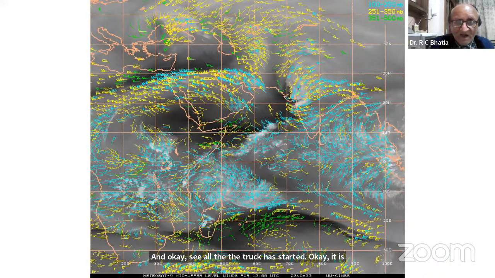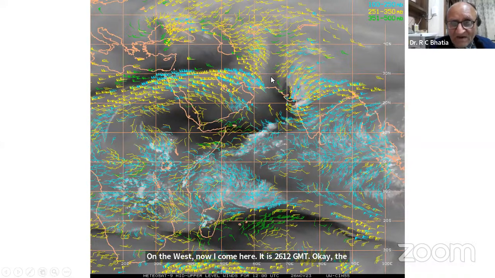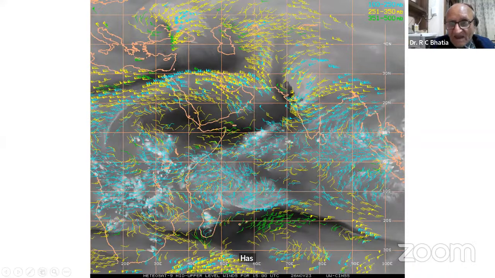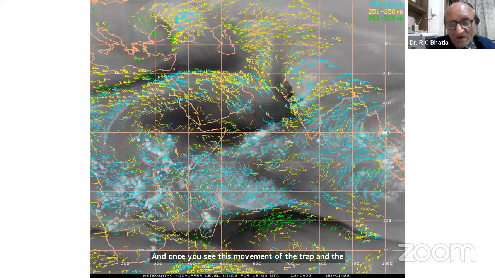Okay, so now I have come to the Indian region. I have shifted eastwards. What you saw was this part on the west. Now I have come here. It is 26th 12 GMT, and you see the trough has formed. It is moving eastwards. As the trough is moving, the winds are responding. That is important. Winds are also showing that the trough is moving. And once you see this movement of the trough and the sequence of images, it is very useful for day-to-day inference. So I think this has finished one part.